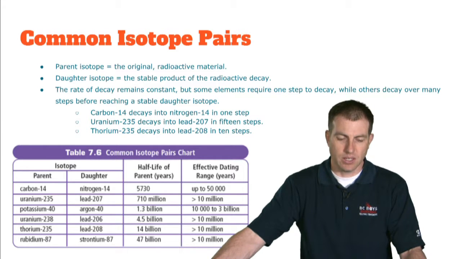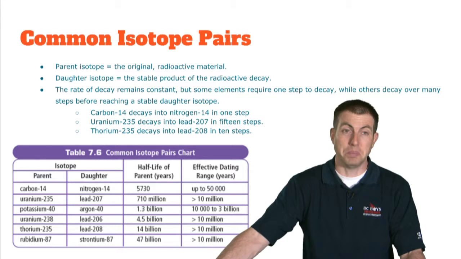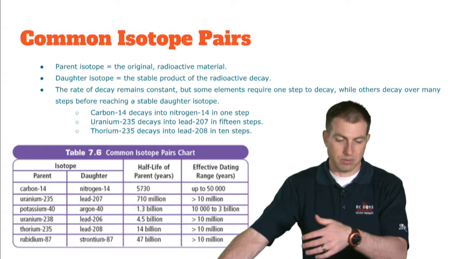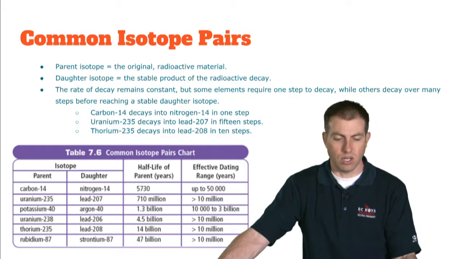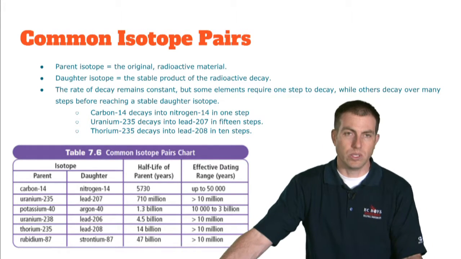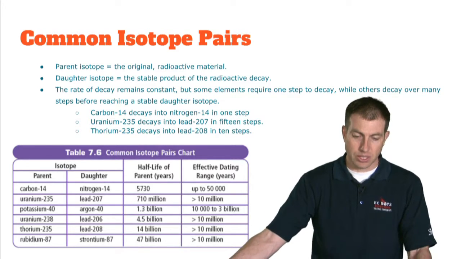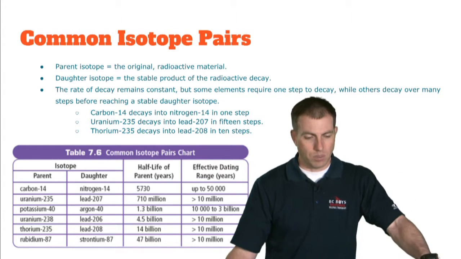So something like rubidium decaying into strontium is 47 billion years. That's a really, really long time. So rubidium hasn't gone through a full half-life. Some atoms will decay, but not half because it just takes so long. 47 billion years, we won't be around anymore for one half-life to occur. So some things are really, really long, some things are really, really short, and it just depends on the isotope.